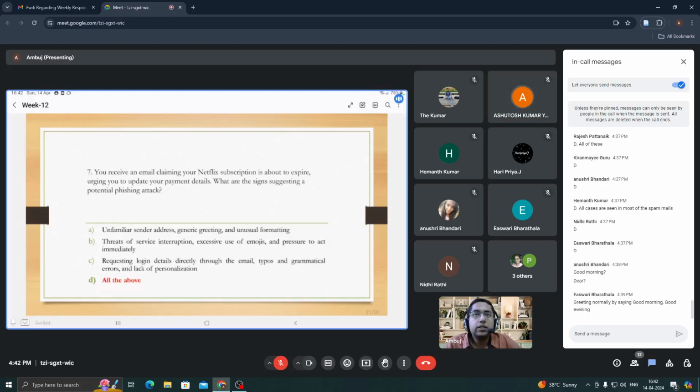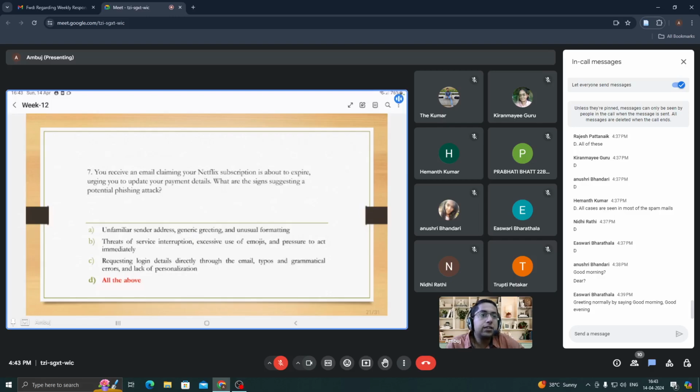See here, what are the signs of a potential phishing attack? Unfamiliar sender address: I do not know if it is coming from a genuine source. The address would be mentioned, as well as attributes, and they should be verifiable. Generic greeting, I told you. Then unusual formatting, I told you. The formatting would be somewhat off because it would be written in a hurry.